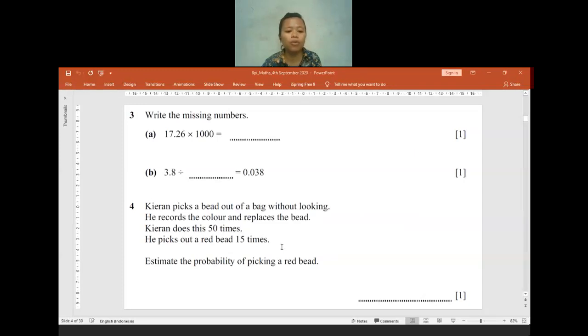Okay, let us continue to question 3. 17.25 times 1000. How much will it be? 17,250. Okay, correct, Alvin. 17,250. Yeah, correct, Alvin and also Ken. Both of you correct. Now for question B, 3.8 divided by 100. Okay, good job. Thank you. Is there anyone who is confused?